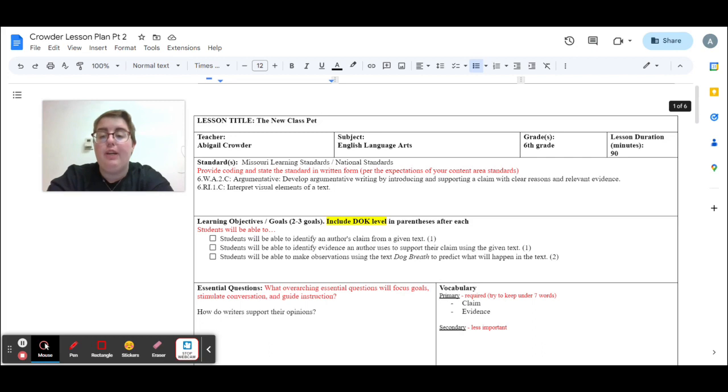Students will be able to make observations using the text Dog Breath to predict what will happen next. Inferring. They're inferring, which is good. And they're also using context clues, even though for the inference they are just looking at the cover of a book. They're still using context clues, it's just not in text form.